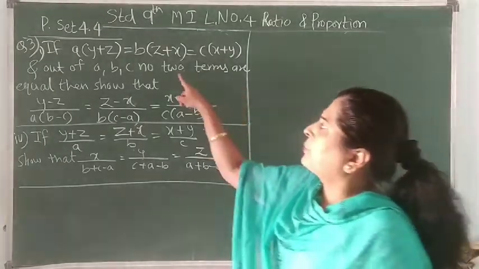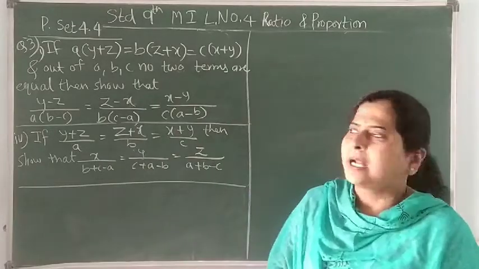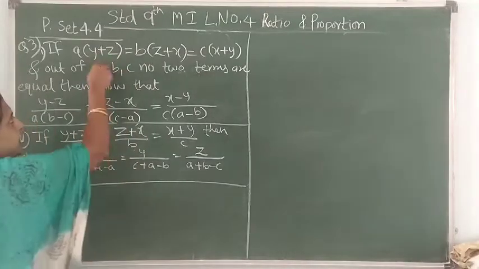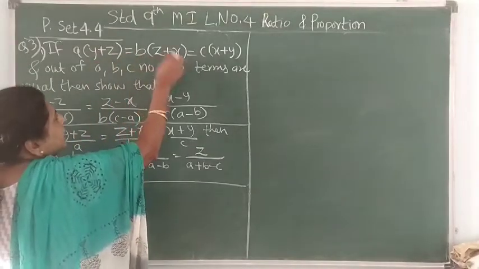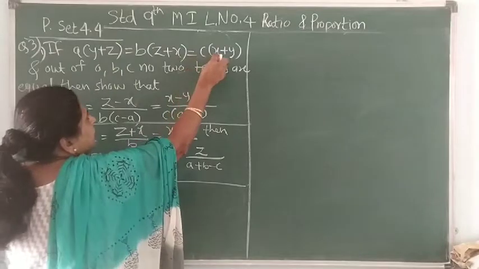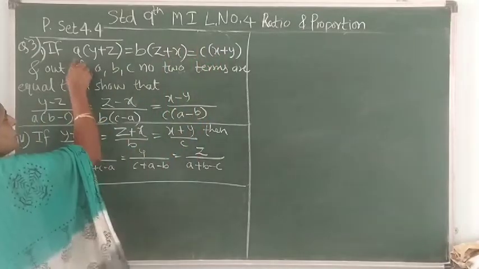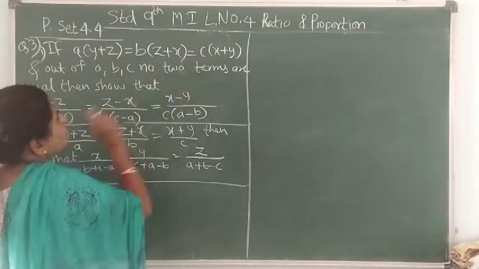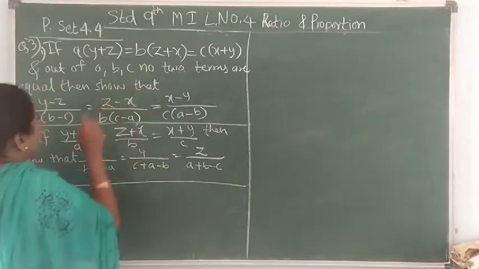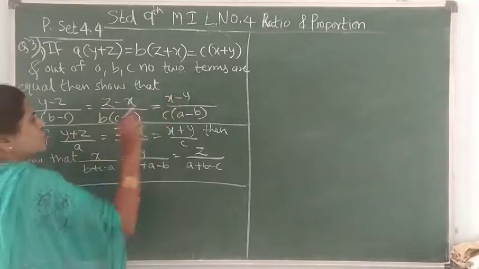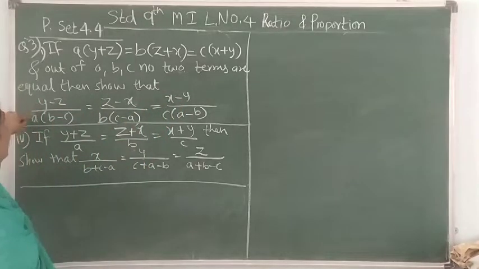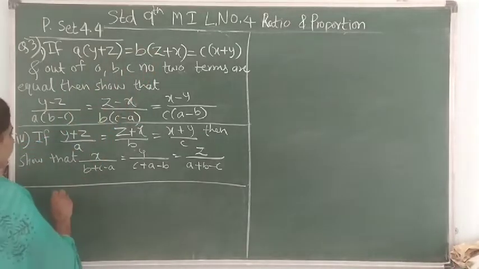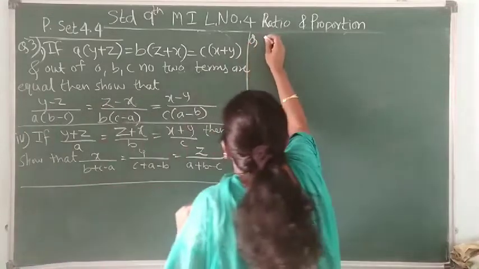Let's see the first sub-question which we have not yet solved. If A(y + z) = B(z + x) = C(x + y), so this is a monomial into binomial everywhere, and out of A, B, C no two terms are equal, then we have to show that these three ratios are equal. Okay, now when we want to show such ratios equal, let's start with the given thing. So let me copy it over here.